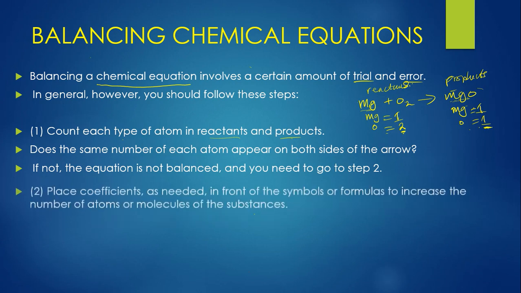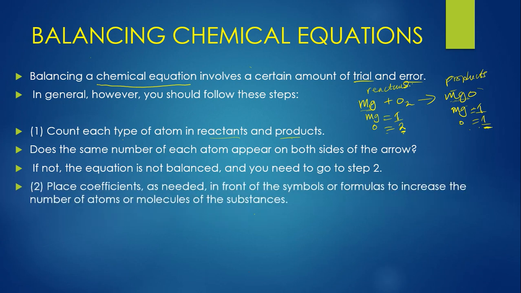So what is step 2 saying? Step 2: you need to place coefficients as needed in front of the symbols or formulas to increase the number of atoms or molecules of the substances. So that's the second step. You need to place coefficients. These coefficients are numbers in front of the symbols or formulas. So in front means this side, not behind.